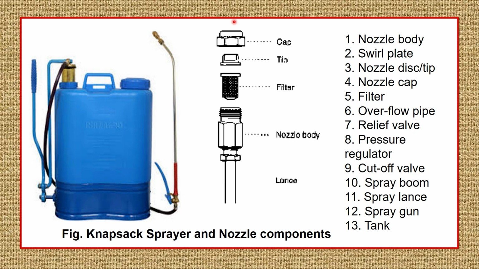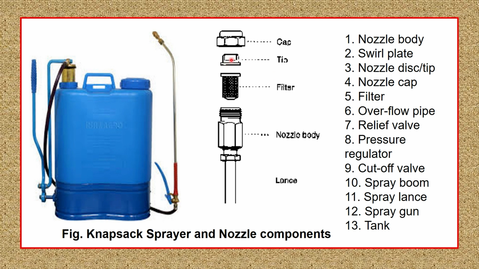The swivel plate is a flat circular metal plate with two openings which are designed in such a way that it will impart a swirl motion into the jet of liquid, and that's how, as the spray comes out of the nozzle, it will form a cone shape. So in order to impart a cone shape, the swivel plate is provided, and it imparts the circular motion into the spray while passing through it.